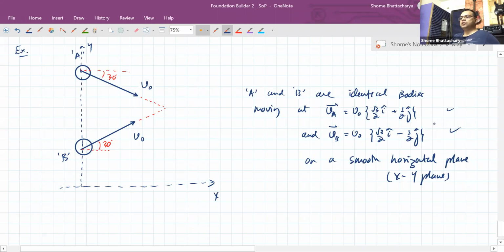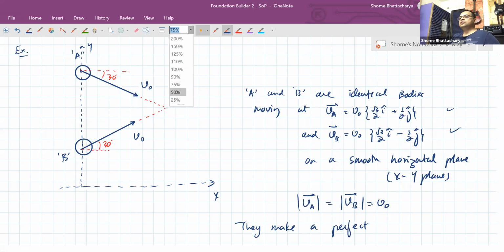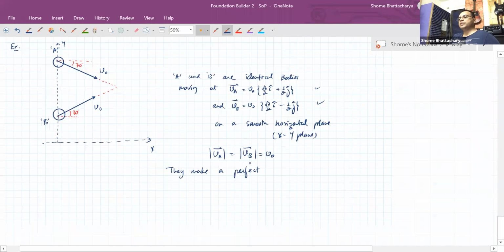Initial speeds are the same, but velocities are different because the directions are different. You can see that the magnitude of VA is equal to the magnitude of VB, which is equal to V naught, but their directions are oblique like this. Now they make a perfectly inelastic collision, so that means they stick together. We have to find the momentum or the velocity after impact.